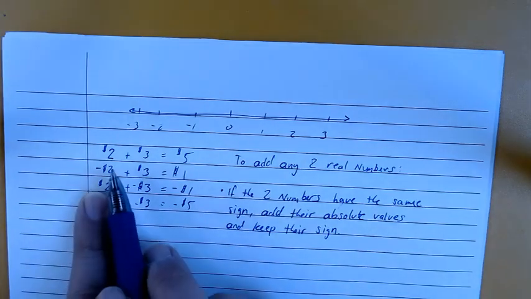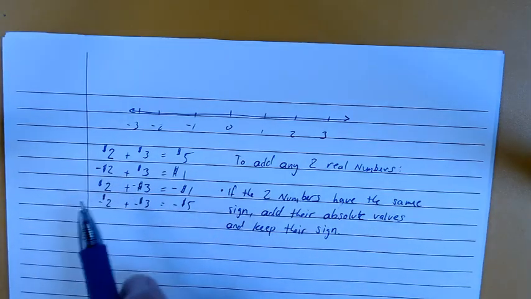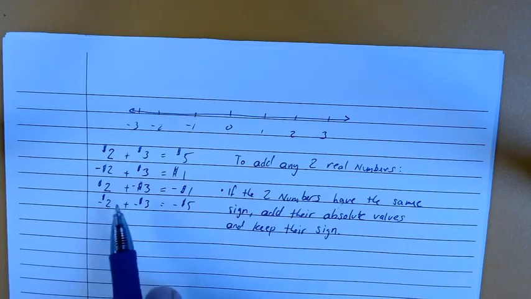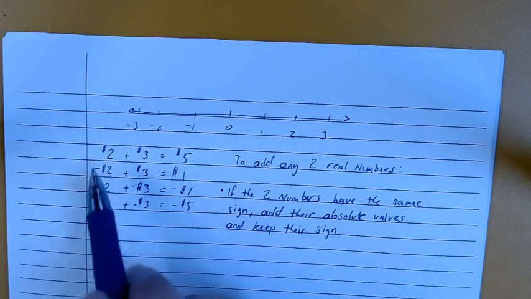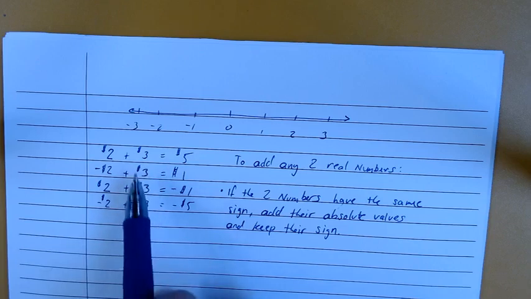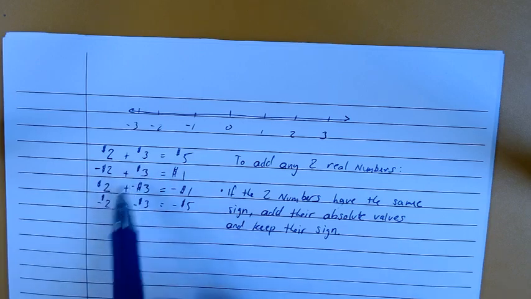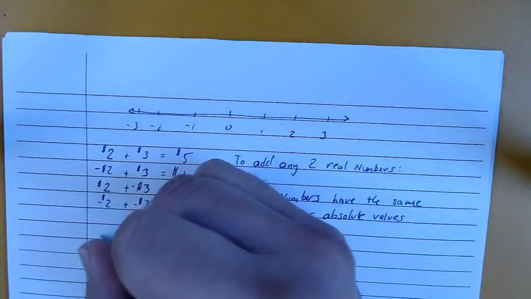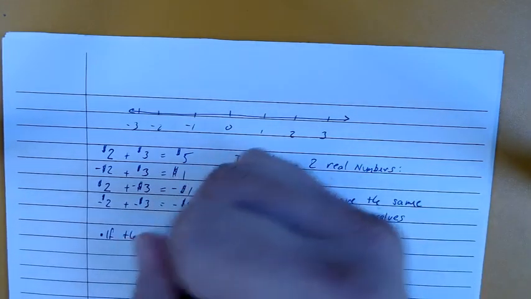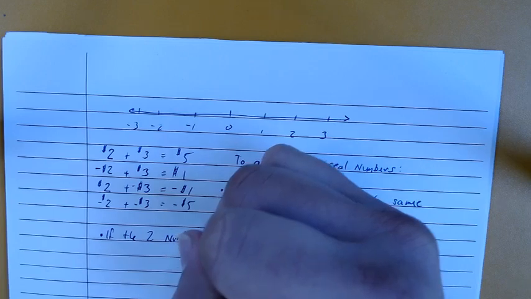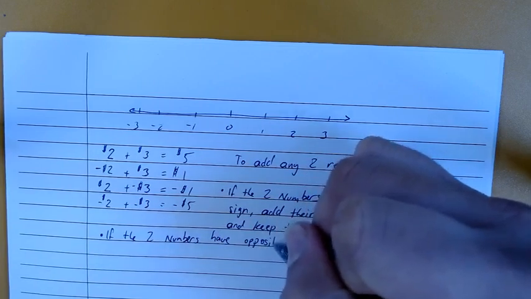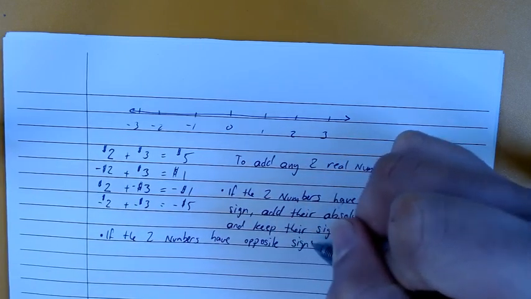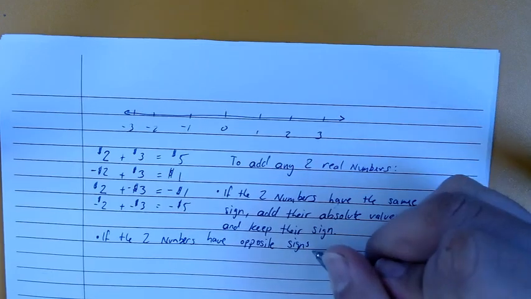Now, what if it's not the same? What if the two numbers have opposite signs? One is positive and one is negative. Okay? Well, then what you do is you're going to subtract, because notice, if you have money and owe money, those are working against each other. You don't add the amount that you owe to the amount that you have, you subtract. Okay? So if the two numbers have opposite signs, you subtract their absolute values.